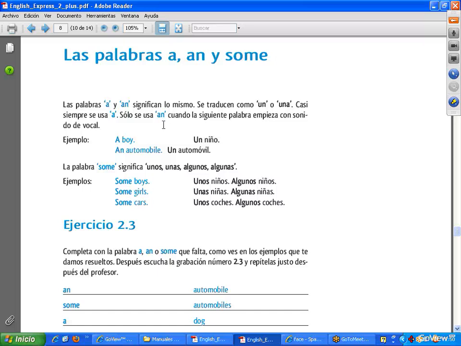The difference is that an comes before the sound of a word that starts with a vowel. A vowel. Okay? So an automobile. An automobile. Now what is the difference between using a and an and the, which is the definite article? When do we say the dog? And when do we say a dog?